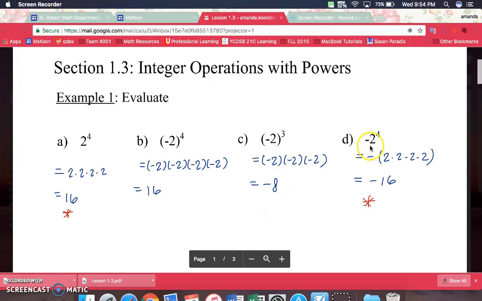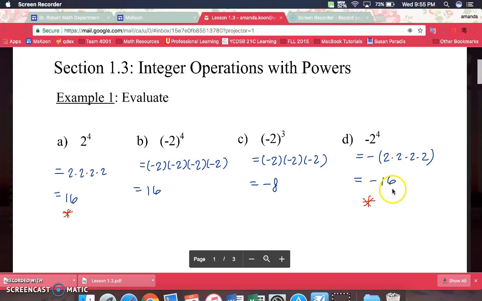Now, how about -2 to the power of 4? Well, because there are no brackets around the negative sign, the power we're looking at here is actually just 2 to the power of 4. The negative sign simply means find 2 to the power of 4 and then multiply that by negative 1. So your final answer will be the negative value of 2 to the power of 4, which is 16. So negative 16 is your final answer.